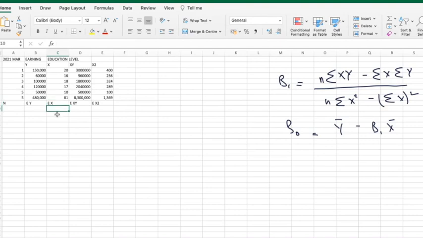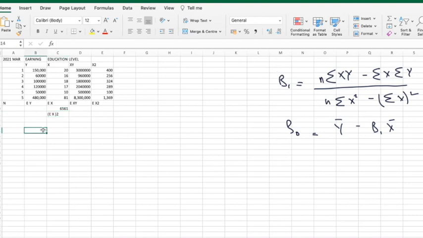So sum of x का square is going to be 81 into 81 again. So आपके पास n पता लग गया आपको, sum of x y पता लग गया, sum of x पता लग गया, sum of y पता लग गया, sum of x square पता लग गया और sum of x का square पता लग गया. So now you have all the things needed to calculate the value of beta 1.